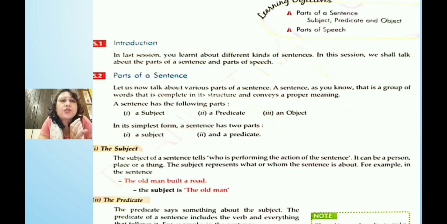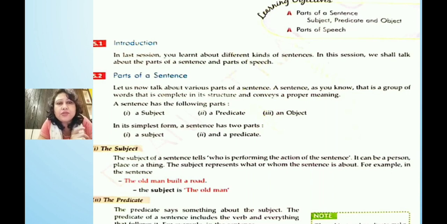Now let us talk about the various parts of a sentence. A sentence, as we know, is a group of words that is complete in its structure and conveys a proper, complete meaning. Now remember that a sentence has the following parts: a subject, predicate and an object. In its simplest form, a sentence has 2 parts, that is a subject and a predicate.